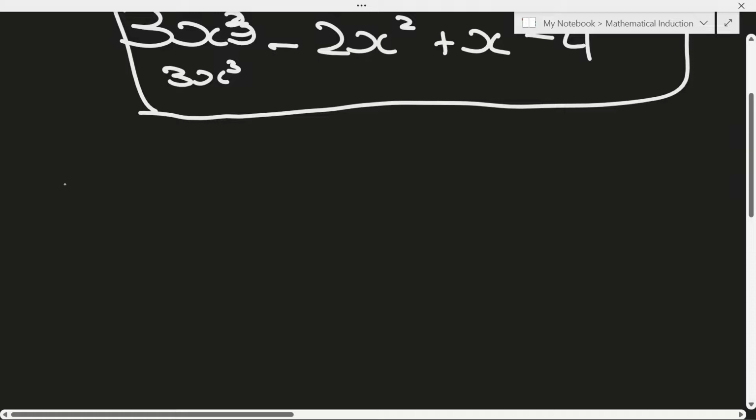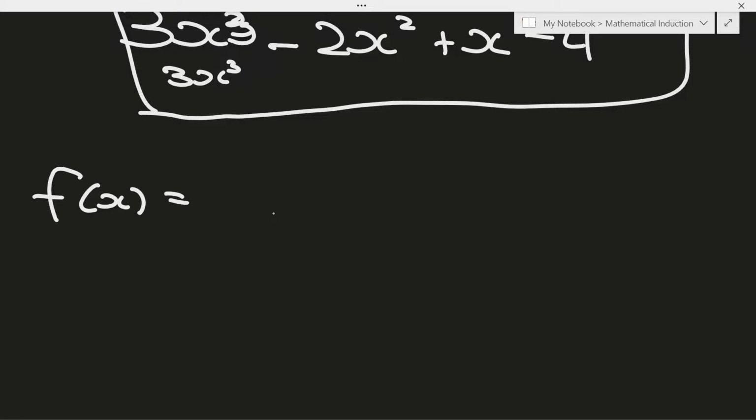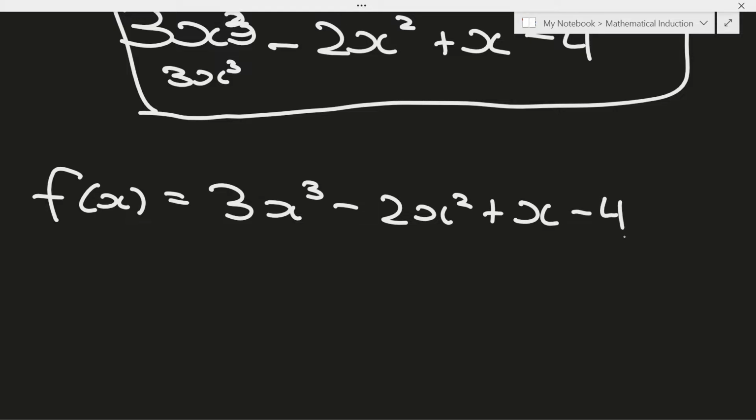Next, let's say we have a polynomial f of x is equal to, we could go with the exact same thing, 3x cubed minus 2x squared plus x minus 4. This is the next part of polynomials now. We will have evaluating polynomials. This will be, let's say for example, we would like to find f of 2.